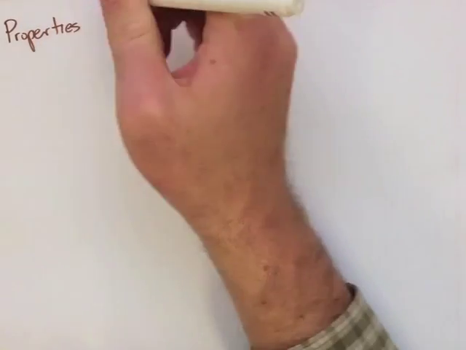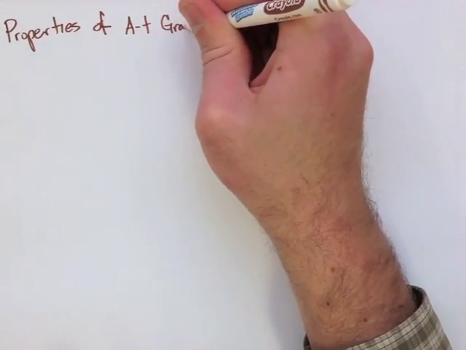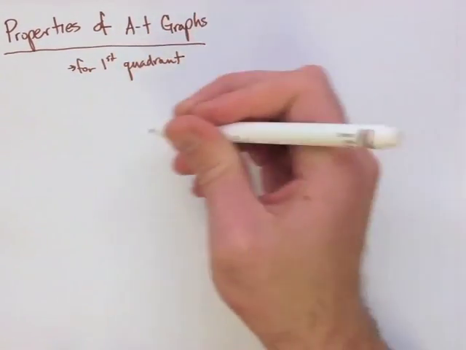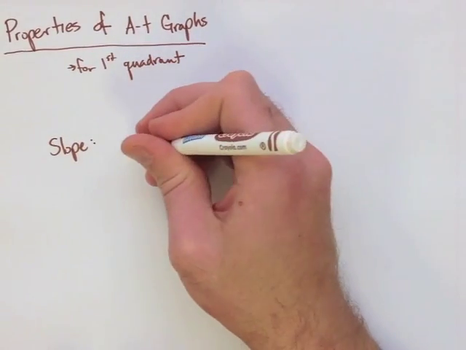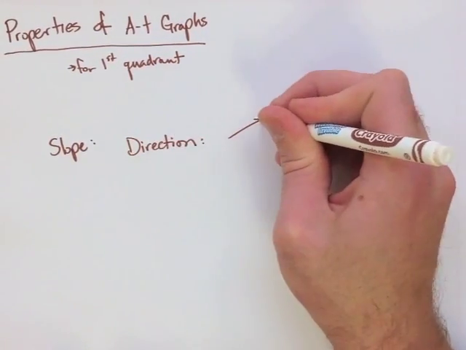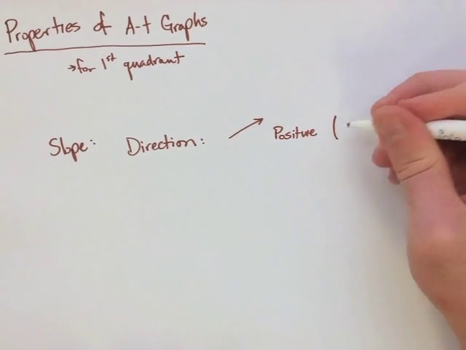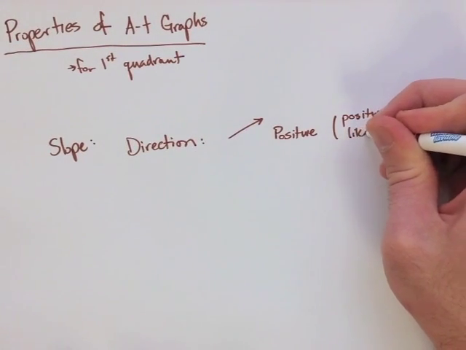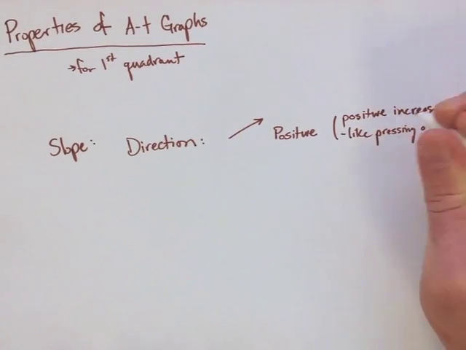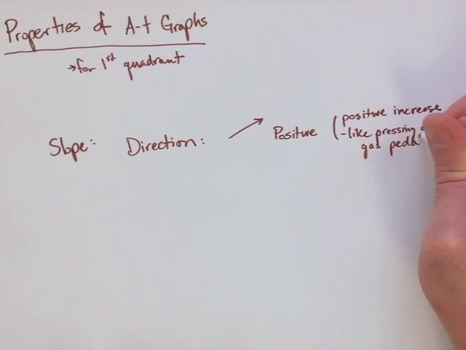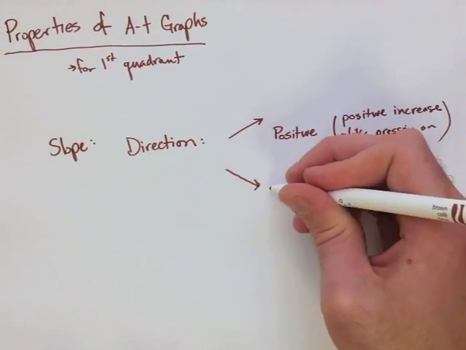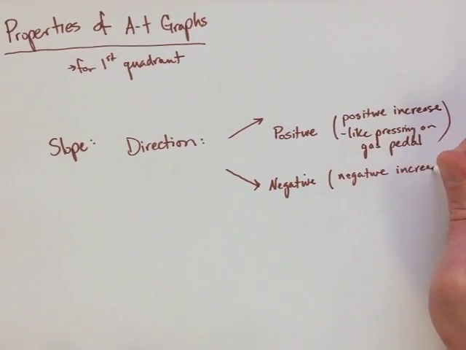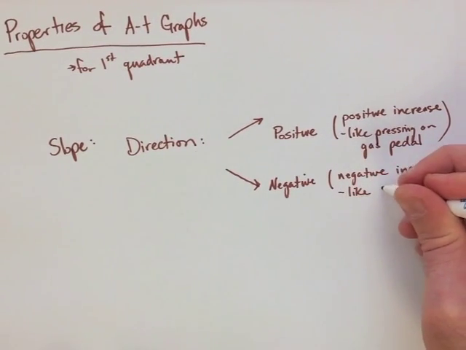Now, when we look at the slope for an acceleration time graph, it's a little bit different than what we were looking at before. Here, we're still going to focus on quadrant 1, and we're still going to look at the slope with respect to the direction of the slope and the steepness. If we have a positive slope, that's like pushing down on a gas pedal and increasing the speed more and more. Now, when we have a negative slope, it's kind of doing the opposite. We're still increasing the speed, but we're slowly letting off of the gas pedal now until we reach that speed that we want to get to.